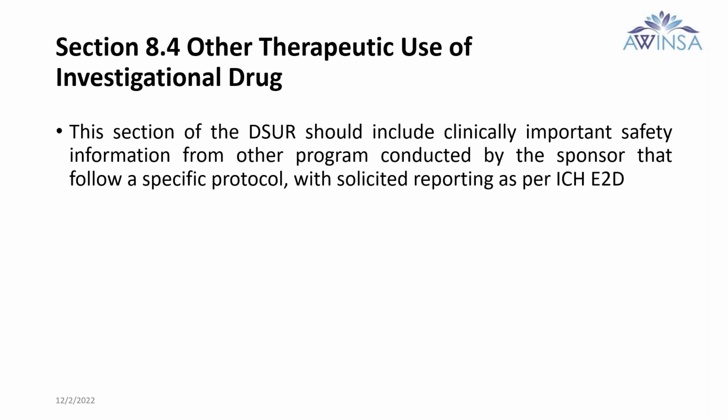Section 8.4 is the section on other therapeutic uses of the investigational drug, and this particular section should include clinically important safety information from other programs conducted by the sponsor that follow a specific protocol with solicited reporting. That could be in the form of expanded access programs or compassionate access programs, particular patient use or single patient INDs, and treatment INDs.